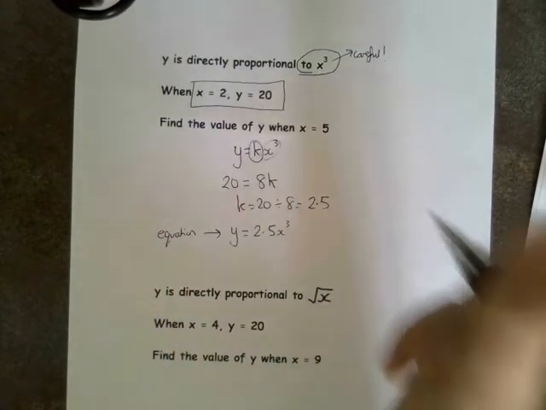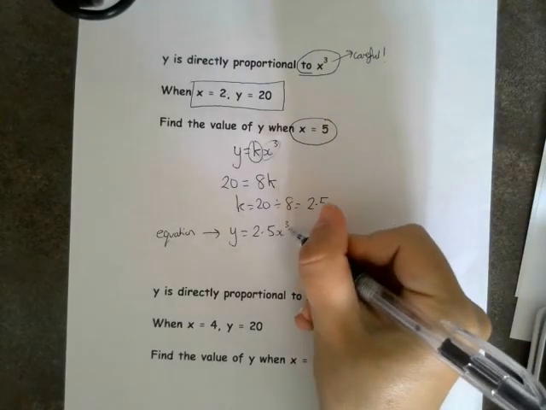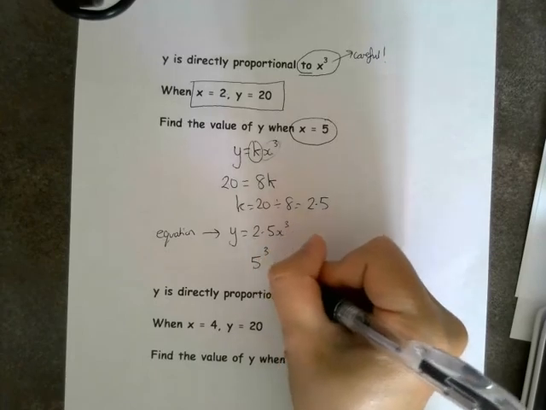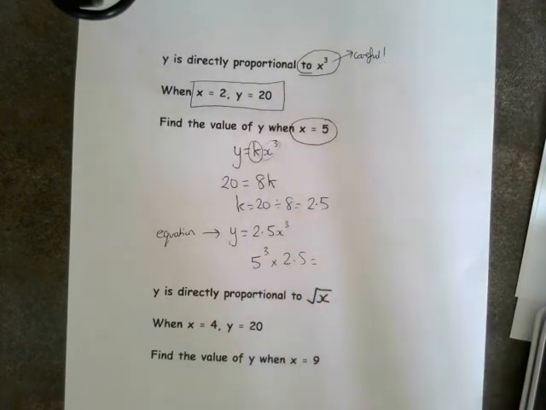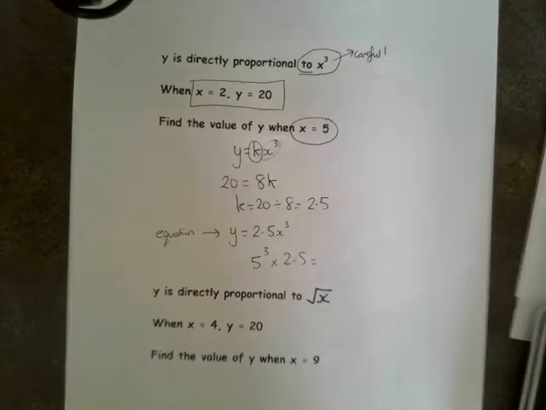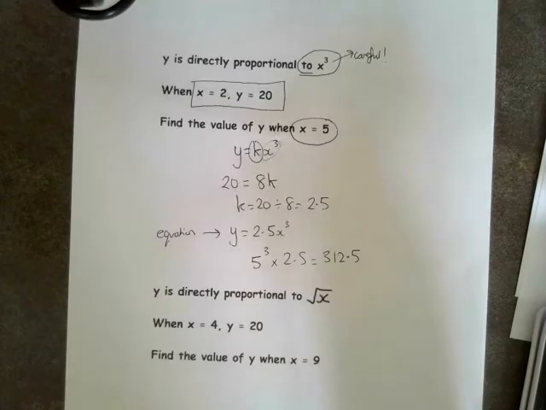So now I need to find the value of y when x equals 5. Remember, we need to cube it first, then times by 2.5. So it would be 5 cubed times 2.5, which is 312.5.